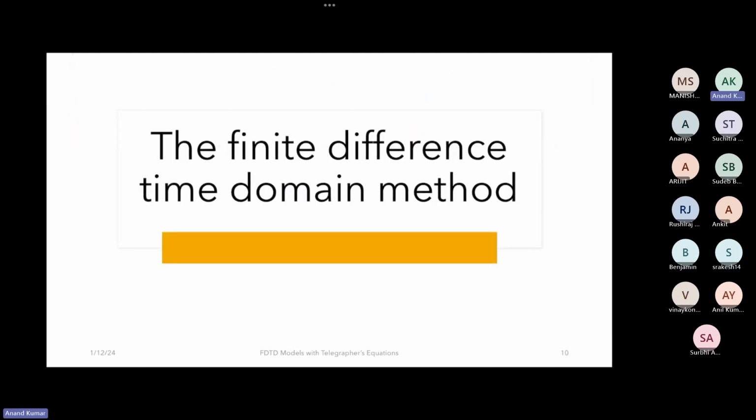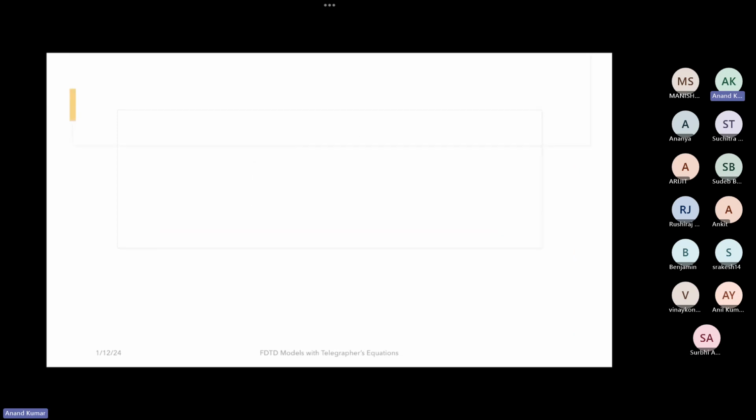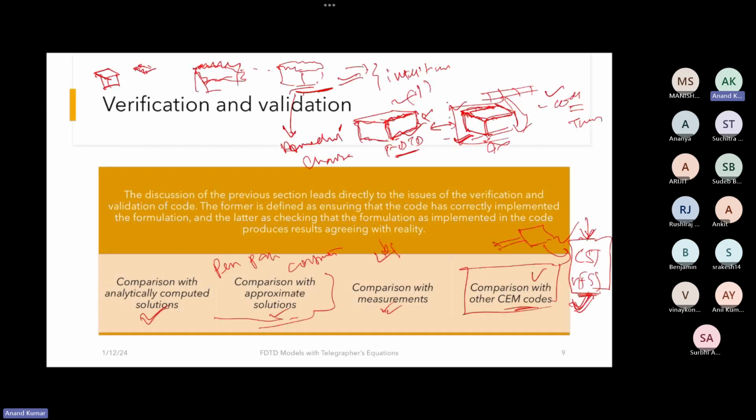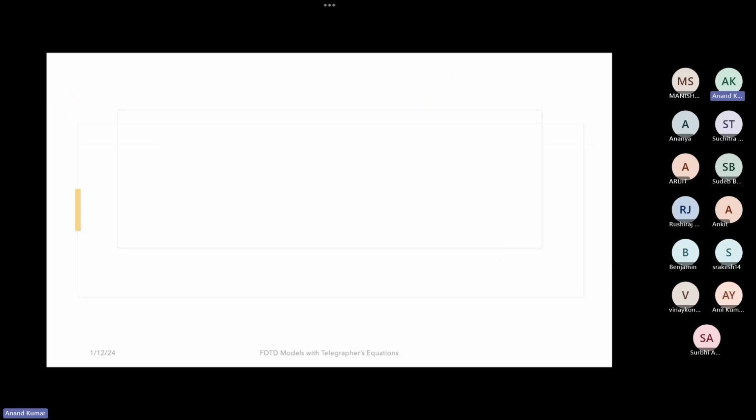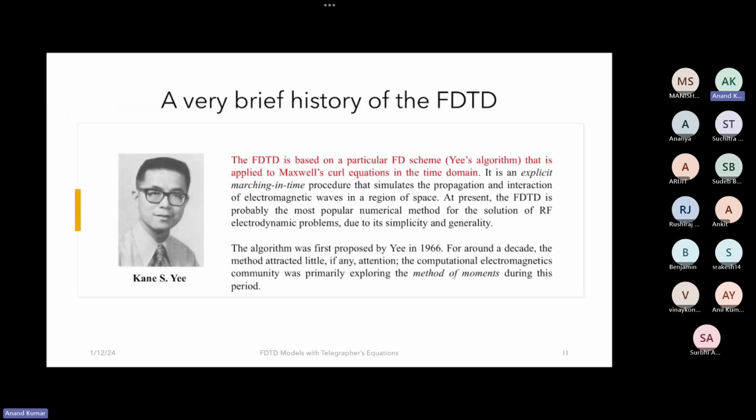Next we'll start with the finite difference time domain method. I'll pause here and take questions that you might have. Okay, so I guess that's all right. So let's start with the finite difference method. We'll start with a brief history of how this came in.